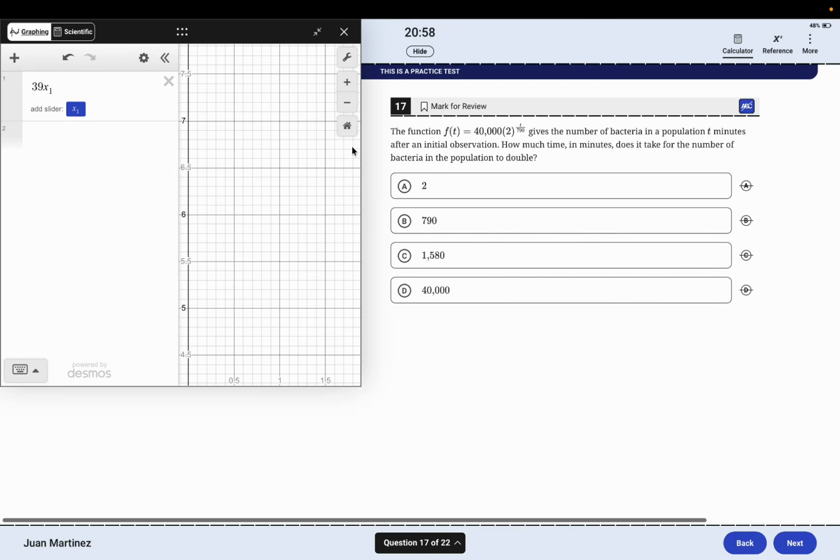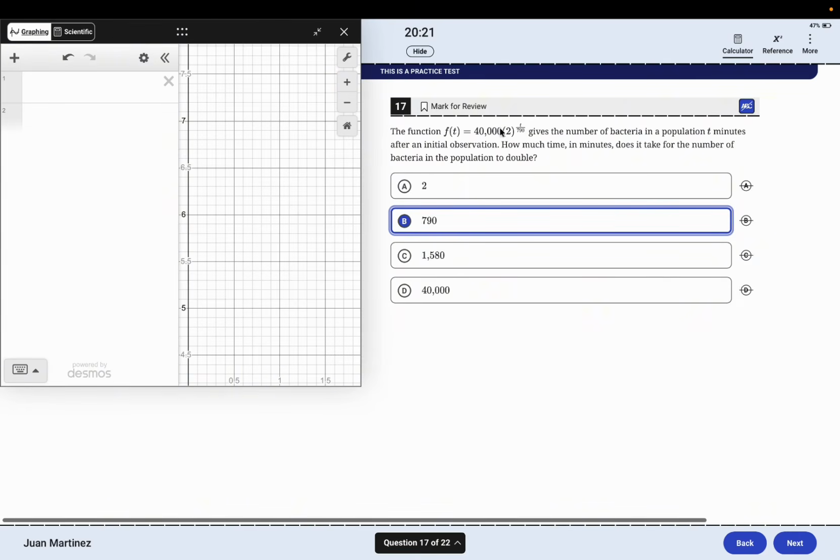Okay, we're almost done. The function f of t gives the number of bacteria in a population t minutes after an initial observation. How much time in minutes does it take for the number of bacteria in the population to double? How to zoom in? It's 790. Okay, the reason why is because you're essentially trying to find what number makes this entire fraction 1, which is 790, right?